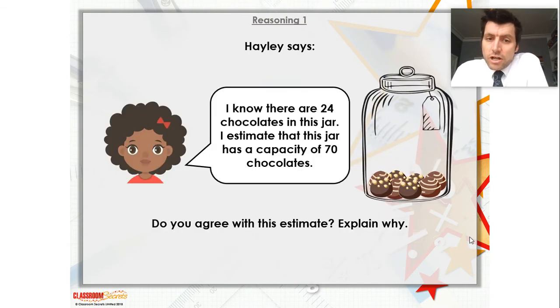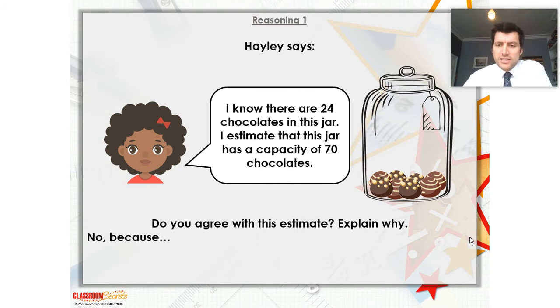Haley says here that she knows that there's 24 chocolates in this jar. He estimates that this jar has a capacity of 70 chocolates. So what do you think to Haley's perception? I disagree with it, and as does the question here.